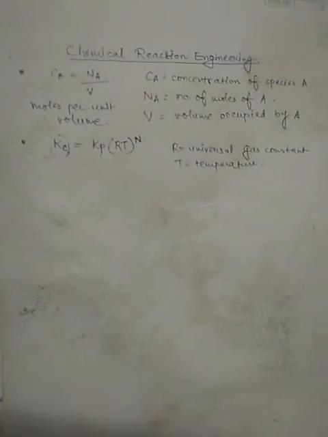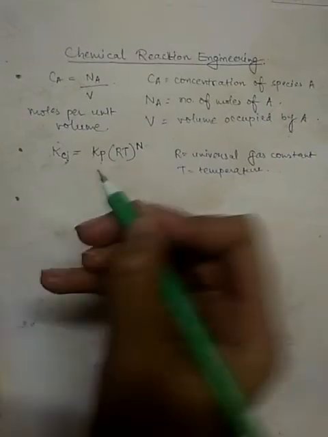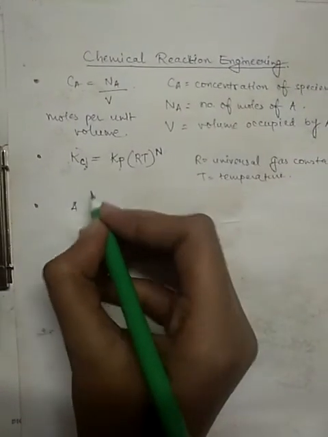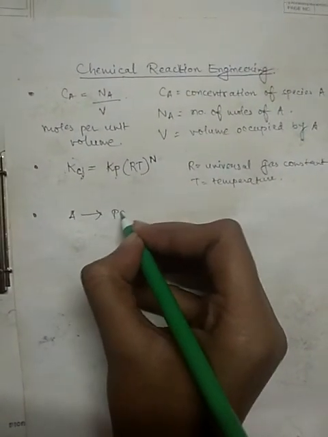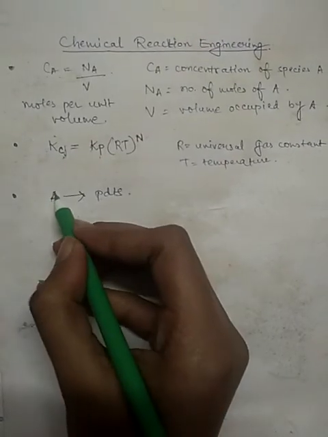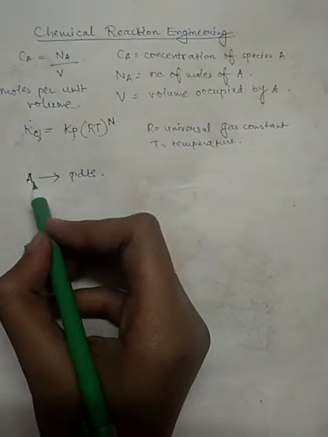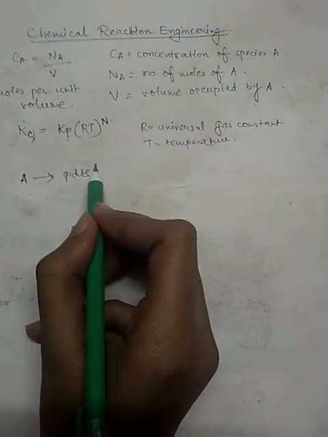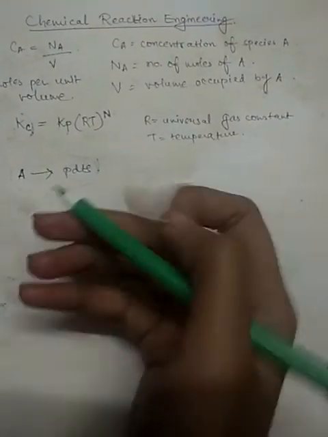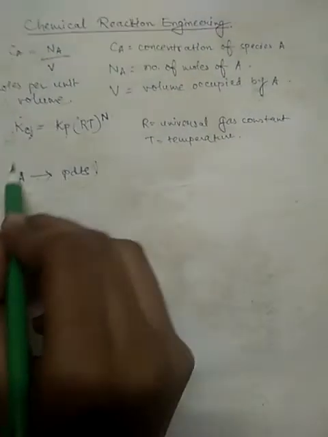Next will be another formula. Say a particular species A has reacted to give me products. I do not know the order of reaction. I do not want to know it right now. But during this particular reaction, the conversion of A, that means the amount of A that has been consumed by the reaction to produce these products, let it be denoted by XA, where XA is my conversion of A.